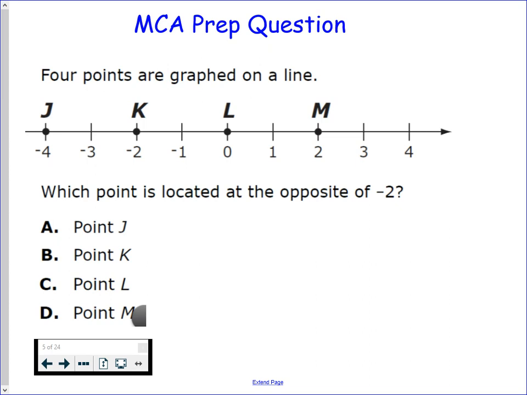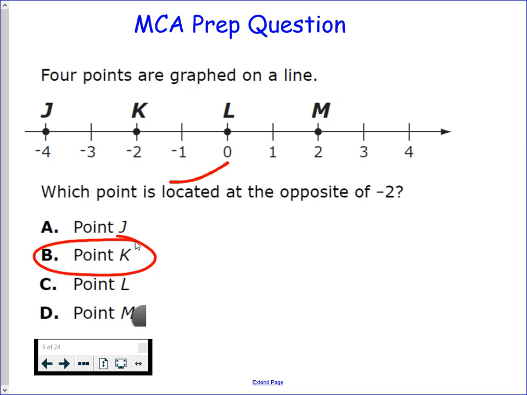This is a good question on how you would see this maybe on your MCA test in May. It's asking which point is located at the opposite of -2. And do you know what a common 7th grade mistake is? I saw -2 and I saw K and I just wanted to be done with this test, so I clicked it as fast as I could, but oh no. It said the opposite of -2.